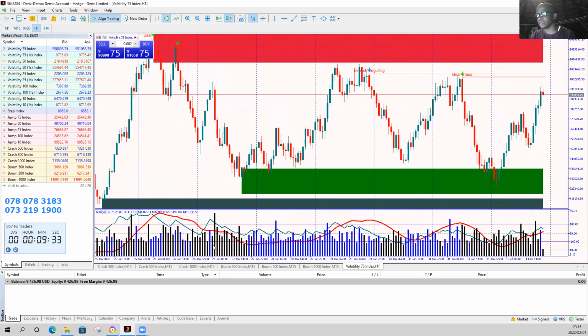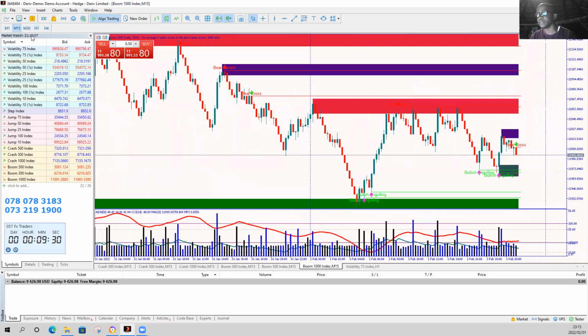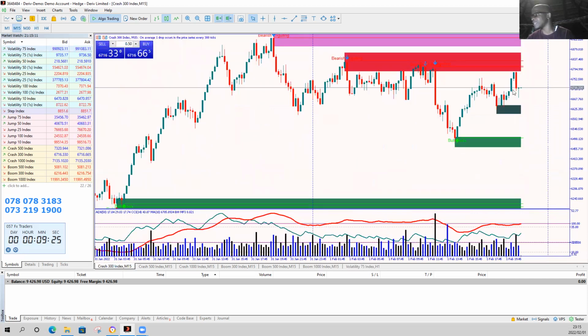So let's look at our boom and crash. We are now on 21:15. The first thing that we do, we look at the previous candle before the candle that is being formed now. The previous candle didn't say anything, and the previous candle was in the middle of the resistance and support. In that case, we are not doing anything. There is no signal. We go to Crash 500.